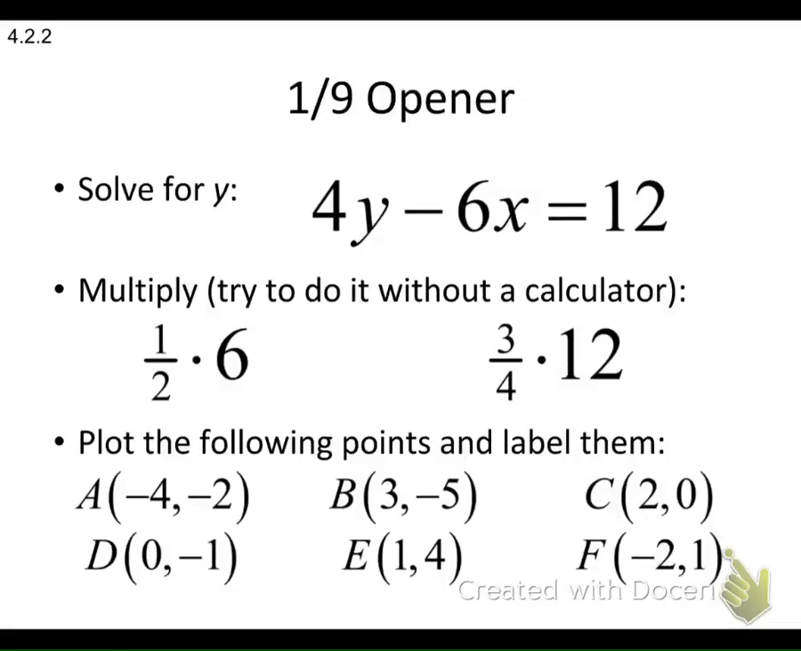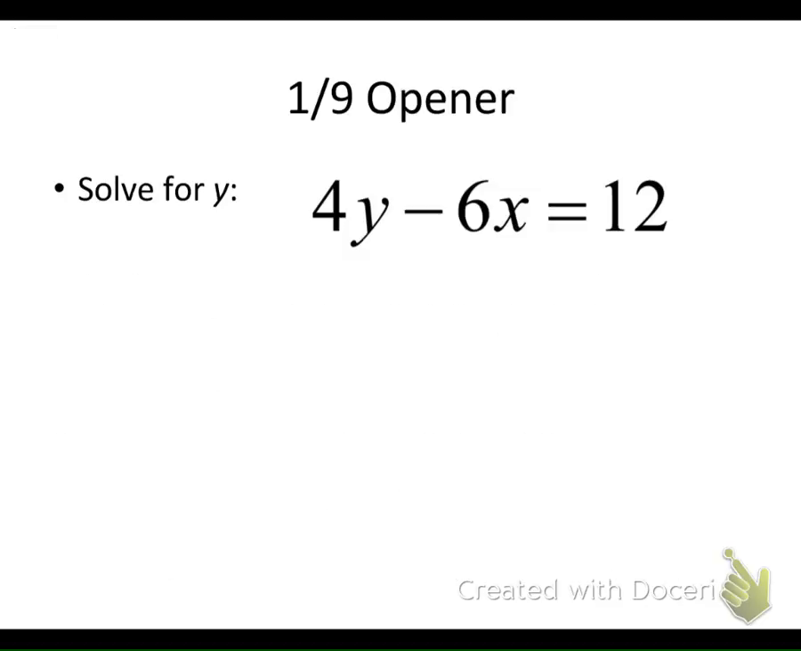Okay, so we have the 1-9 opener, which we're going to complete today on 110. So let's look at the first part of the opener. Again, we have another equation with two different variables, so we're going to have to look to see what we're solving for. We're solving for y, so that means I'm going to circle my y variable. My goal is to get that y by itself, and then draw my line of equality.